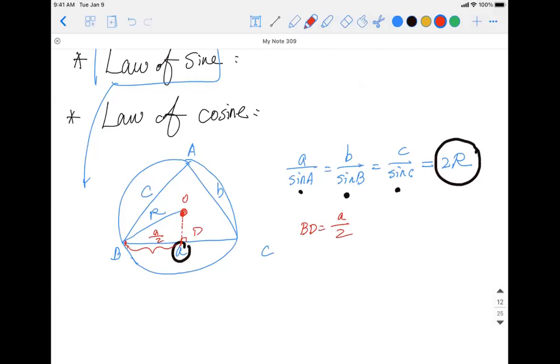Everyone knows that, right? From the circle center, you make a perpendicular line to a chord, and that perpendicular line cuts the chord into two equal parts. So let's have a quick look. If this angle is theta, this one is also theta. We just need a quick knowledge from our circle part. This is the inscribed angle facing the arc, and this is the central angle facing half of the arc. So angle A is equal to angle BOD, which equals theta.